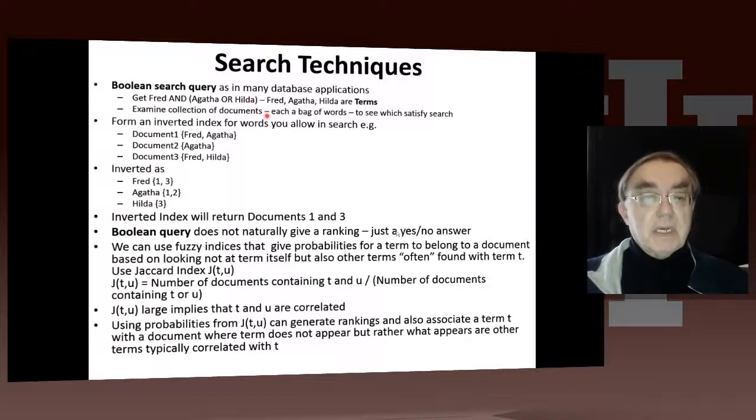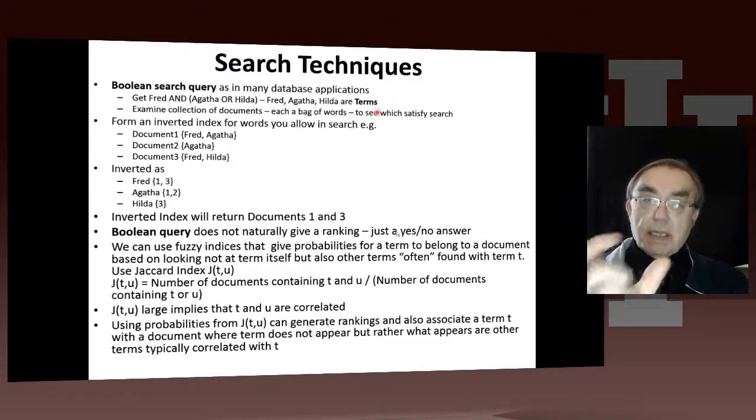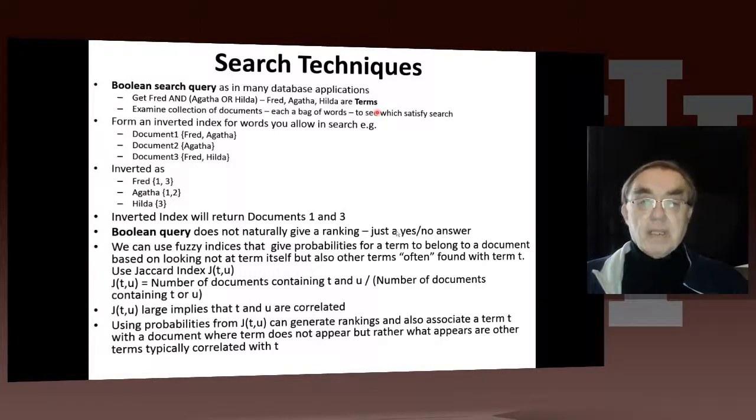Anyway, Boolean search is typical, nice logic, lots of logic, ANDs and ORs, and the terms are these elegant, clean English words which you divide the document and the query into. And then you just look at queries such as get Fred and Agatha or Hilda, and then you find all the documents which satisfy that.